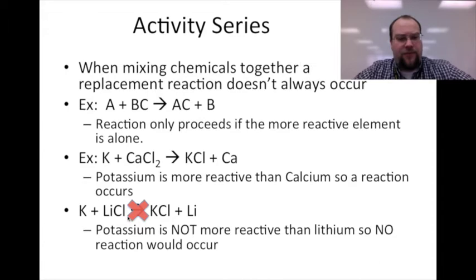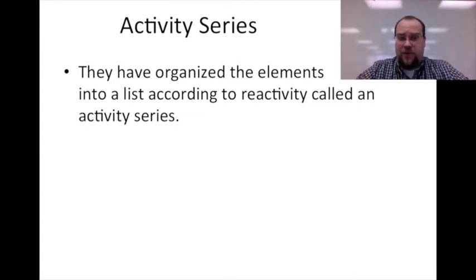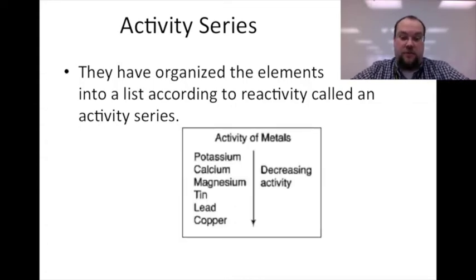So maybe it'd be really nice if there was a list of reactivities from most to least reactive. And in fact, there is. Chemists have organized the metals into a list of reactivities, essentially what will replace what, and they've called it an activity series. So here's an example of an activity series. It's just a very small portion, right? Because an activity series would be all metals and all non-metals. So this is just a very small snippet.